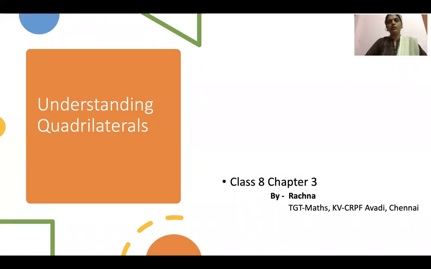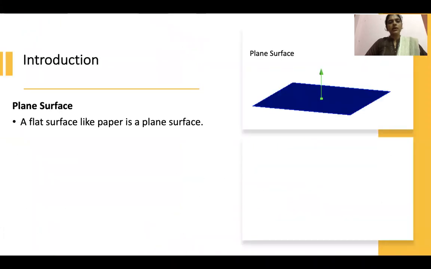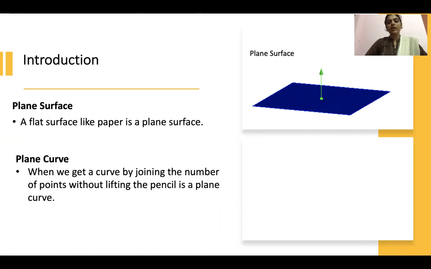Today we are going to discuss quadrilateral, but before that let's understand some interesting terms which will be helpful in understanding quadrilateral. First is plane surface. Every flat surface is called plane surface. Plane curve. When we get a curve by joining number of points without lifting the pencil, it is called plane curve.